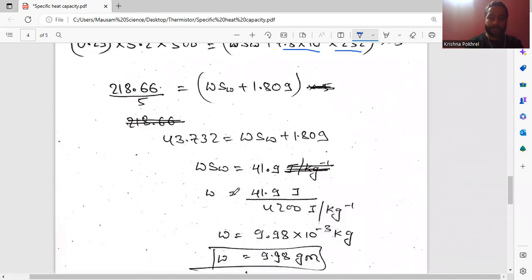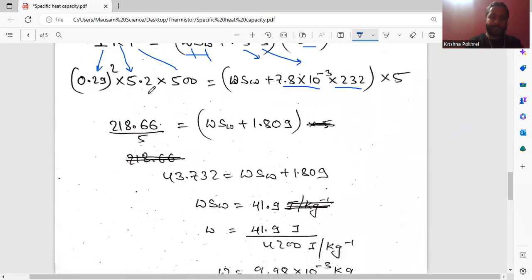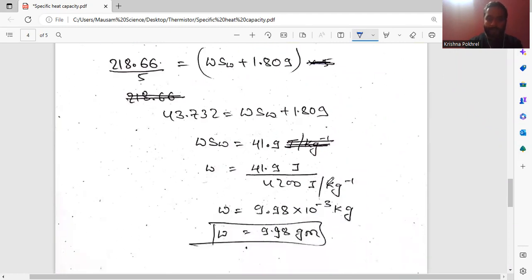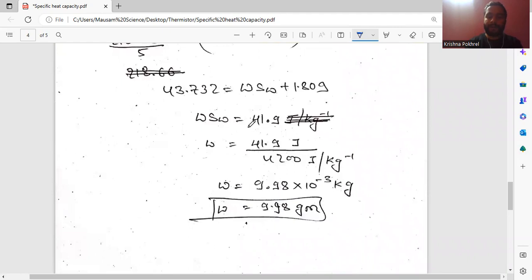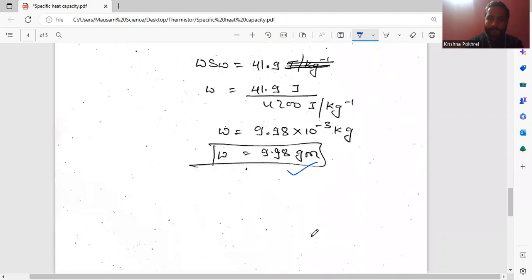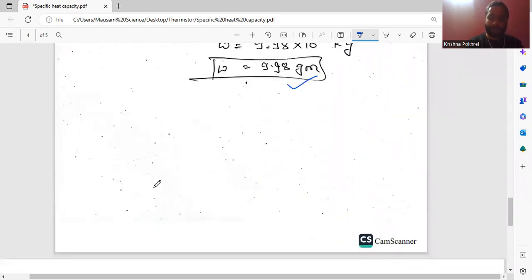From here, we have solved this and divided by 5, okay? It will be equal to 43.732 W·SW plus 1.809. W·SW is the water equivalent, and the specific capacity of water is 4.19 joule. Whenever you divide by SW, the specific capacity of water, you will get the water equivalent, 9.98 gram. So now I want to describe what water equivalent is.